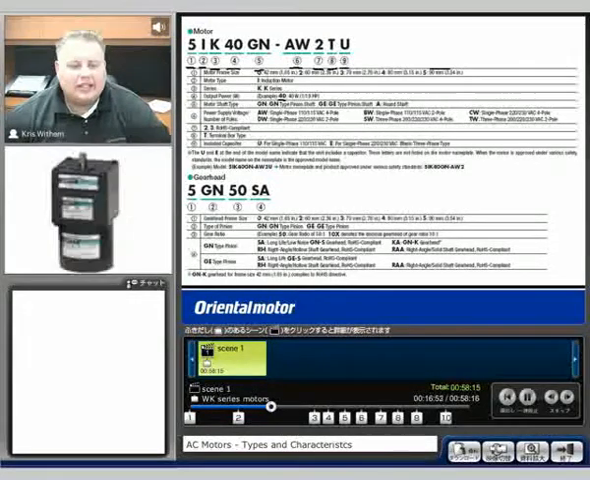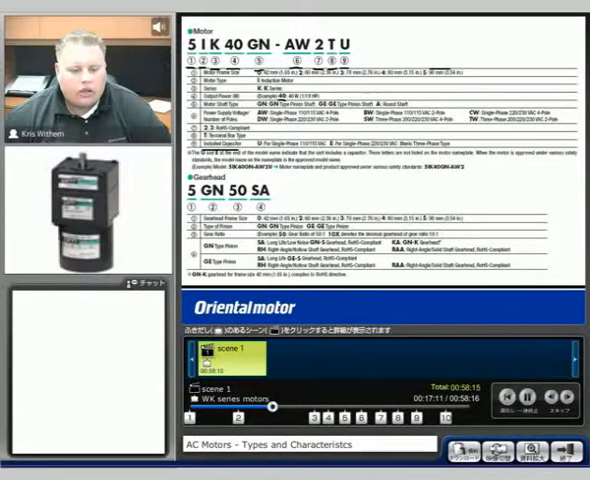What this signifies is that the capacitor is included. Capacitors are required for all single-phase motors. A 3-phase motor will not require a capacitor. And this will just be done to help, one, with your lead time, and two, it's always good to use a fresh capacitor with a fresh motor.